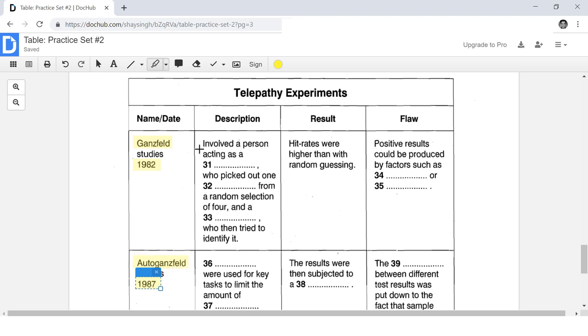So here we have something about a person acting in a certain way, picking out a random selection of 4. That's going to be easy to find. 4, that's another number, so that should be easy to find. And then something about identification. Here in the result, we have the word hit rates. That should also be easy for us to find. And then random guessing. In regard to flaws, we have the keyword positive, something that could be produced by certain factors.